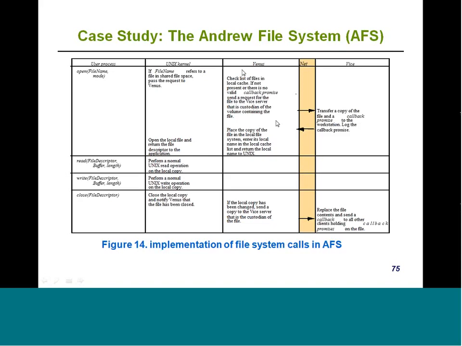Now when Venus makes a call to Vice, essentially Vice reads this call and says, okay, I have this file in my file system, so I will transfer that file and the callback promise to the workstation which is requesting this, log that callback promise, and then exit at that point. So once that file gets transferred back, the copy is in the local cache, so that now it can be served.